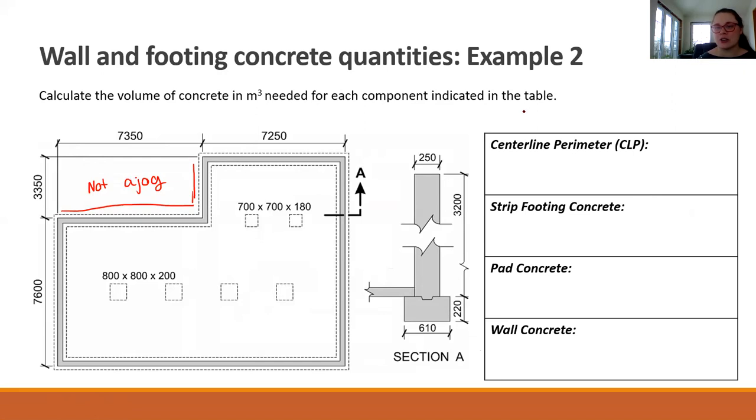So the first thing, let's calculate our centerline perimeter. Since we established that it's not a jog, it's going to be 2 times length plus width minus 4 thicknesses of the wall. So 2 length, oh, just a second, we need to do some calculations. What is the length of this wall? Well, we're going to have to add these 2 together. 7,350 plus 7,250 gives me 14,600 millimeters. Then down the side, 7,600 plus 3,350 gives me 10,950 millimeters.